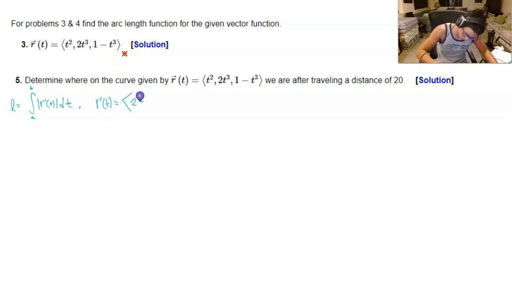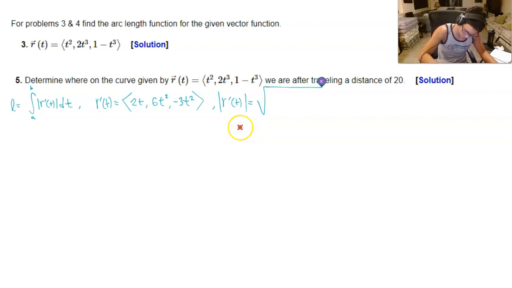So we're going to get 2t, and then 6t squared, and negative 3t squared. Now if we want the norm of r prime of t, that means we have to square everything inside and take the square root. So 2t squared, plus 6t squared, plus negative 3t squared.